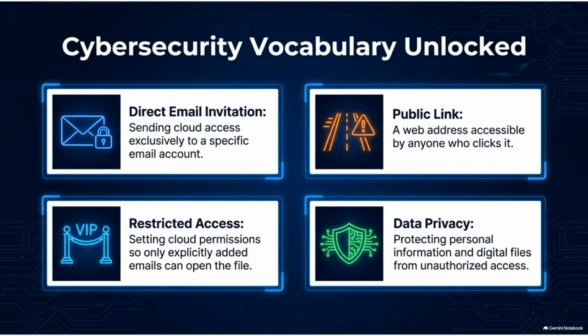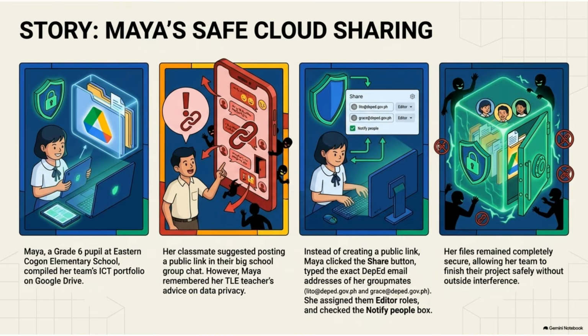Let's define our key terms. A direct email invitation grants access only to a specific account. A public link, however, is accessible to anyone. Restricted access and data privacy are your best tools to protect your digital files. Consider the story of Maya. When her classmate suggested a public link, she chose a safer route. By sharing via specific email addresses and assigning roles, Maya kept her team's portfolio secure from unauthorized interference.